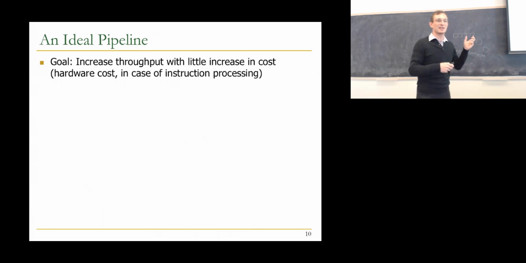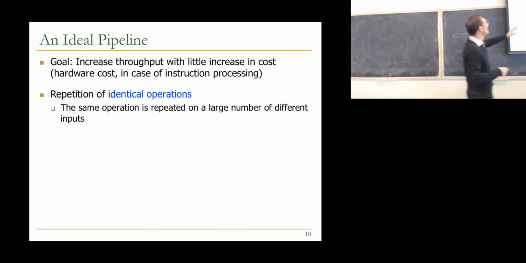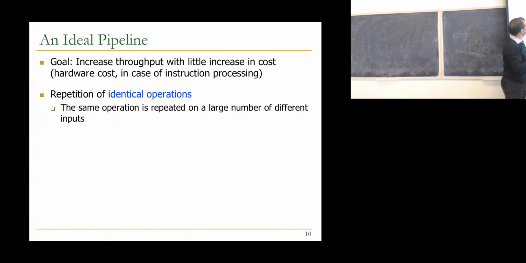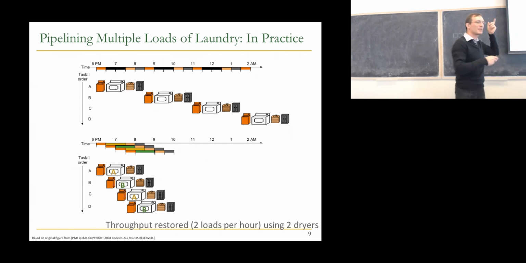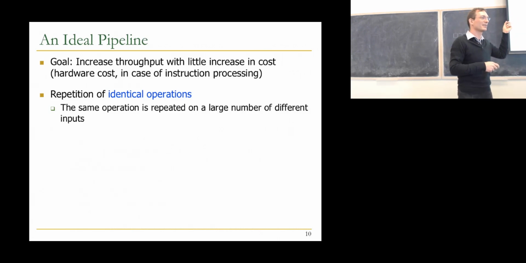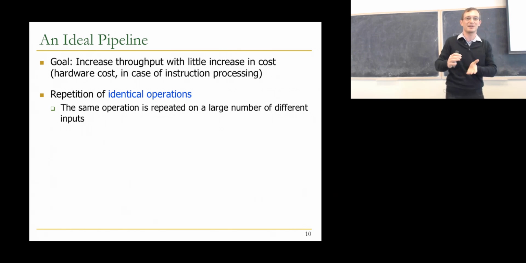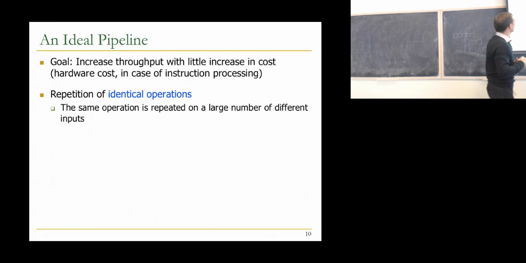An ideal pipeline has three properties. You repeat identical operations on the pipeline. Basically, the same operations are repeated on a large number of different inputs. What do I mean by this? In a laundry pipeline, you have identical loads. They go through the same stages. Now think about instruction processing. This is not exactly true, right? You don't always do the same instruction. Operation, in this case, means instruction. You don't always execute the same instruction on the pipeline. They're very different. So that's going to cause some challenges.